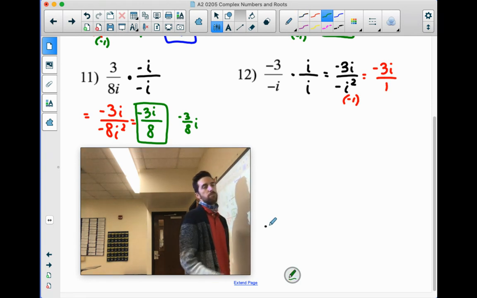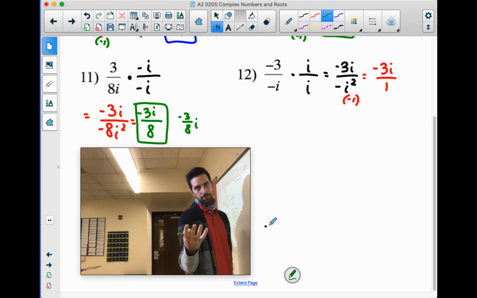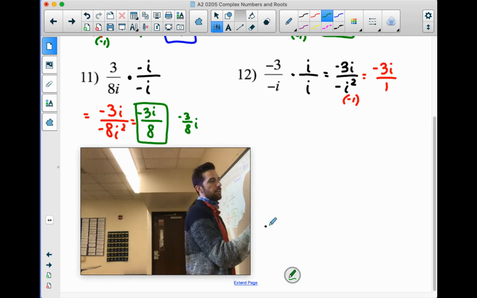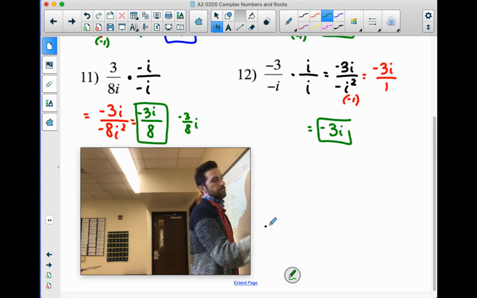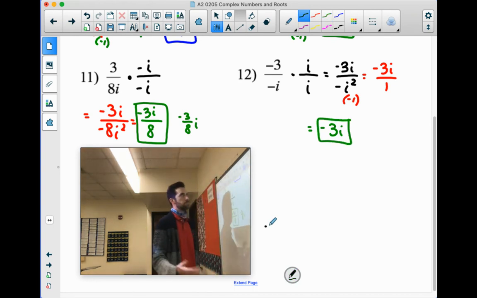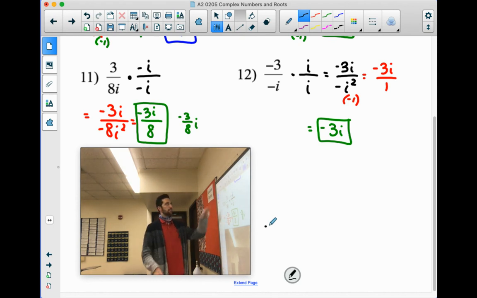And you know that when you divide by 1, it stays the same. So negative 3i divided by 1 is just negative 3i. All right, so hopefully those ones shouldn't be too bad for you. You just got to make sure you get the i off the denominator.